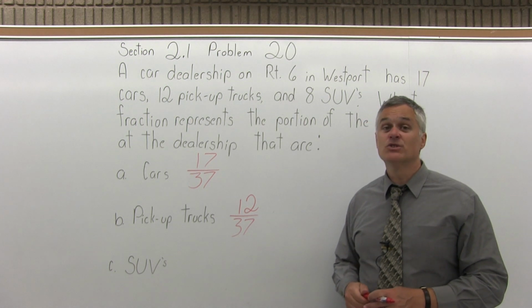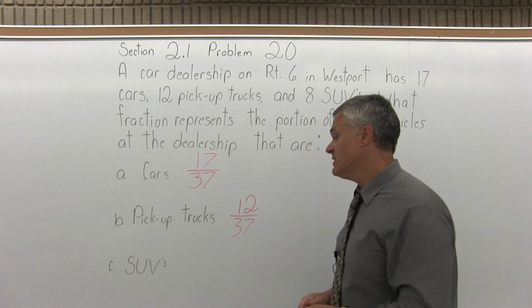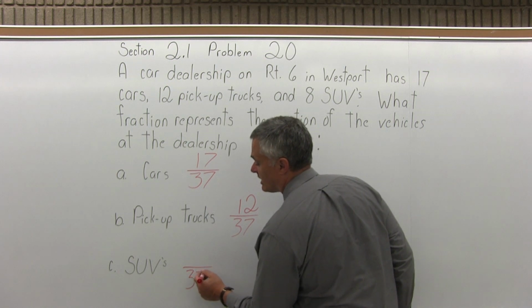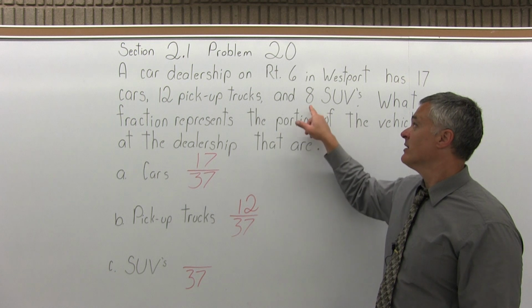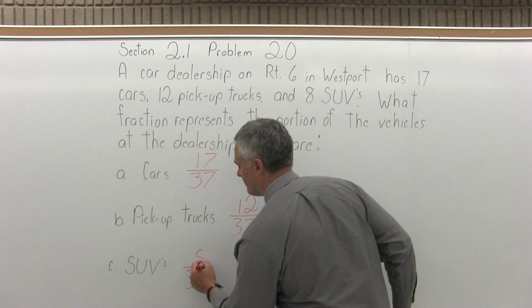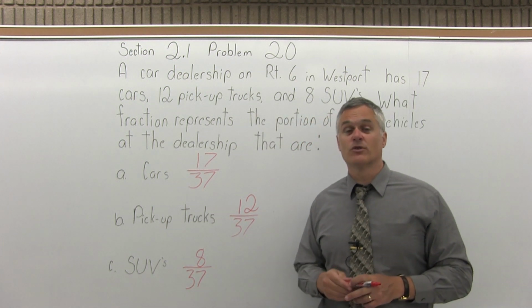And finally, SUVs. What fraction represents the part of the vehicles that are SUVs? So again, the total number of vehicles is 37, so that will still be the denominator, or bottom of the fraction. And then the numerator is how many SUVs there are. 8 out of 37 vehicles on the lot are SUVs, so it would be 8 over 37.